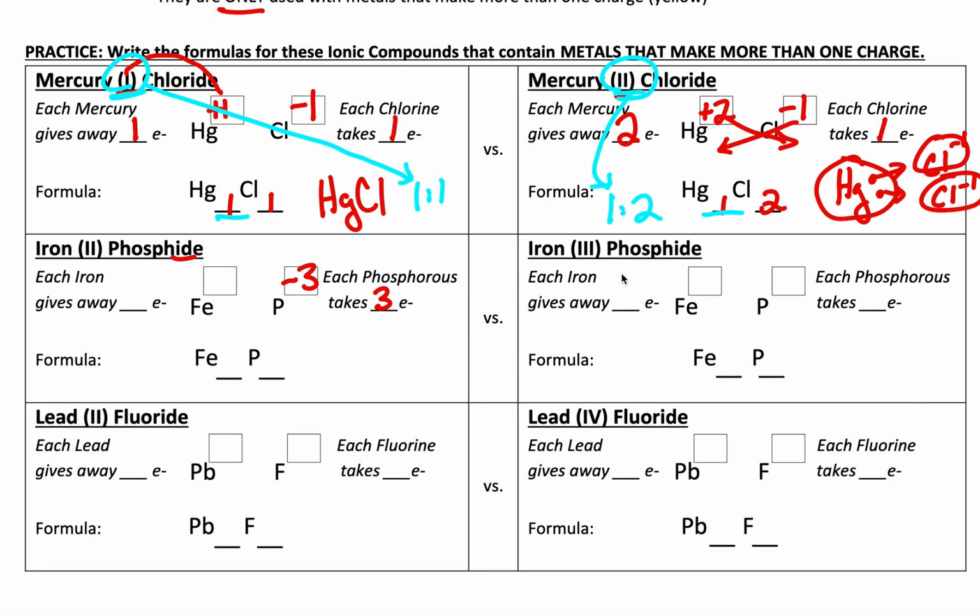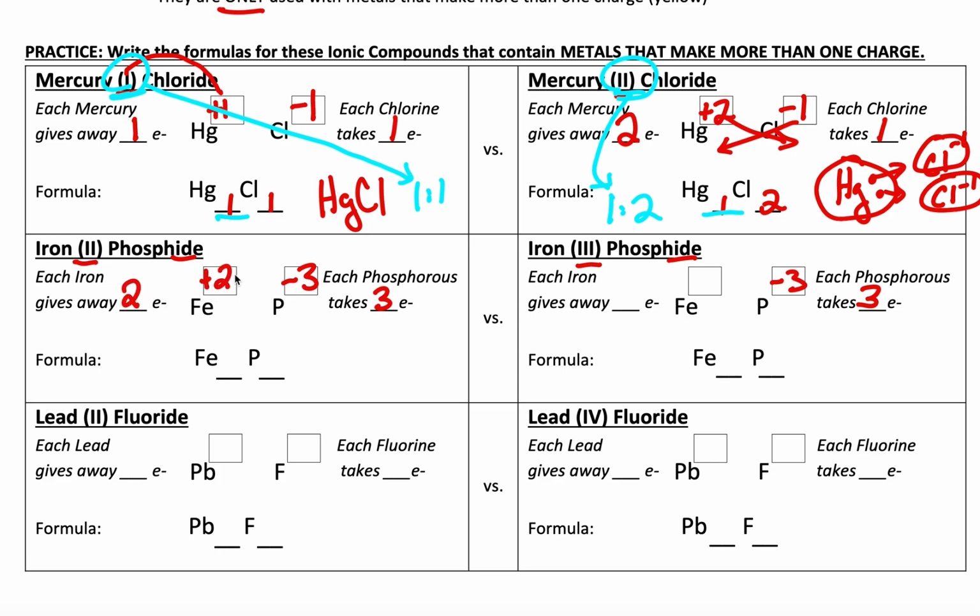Over here, iron is still bonding with phosphorus. We changed the ending to "ide." It still gets 3 more electrons, so still makes a -3. The non-metals are easy. They don't do this craziness with the multiple charges. It's only the metals. Now, this iron is a 2 charge. This iron has a 3 charge. It's the charge. This iron's given away 2.